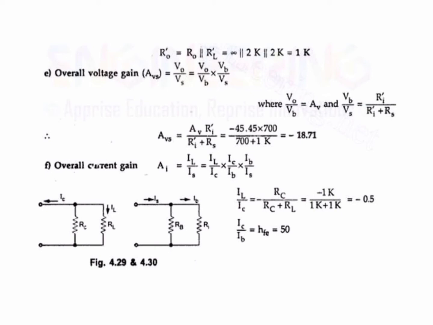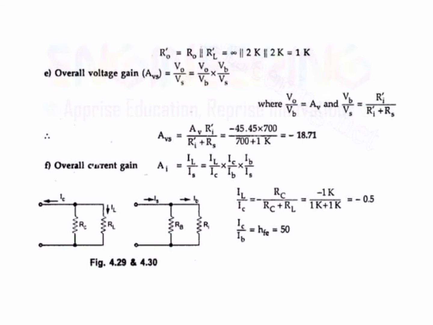Note my point, voltage gain or current gain is nothing but simply output voltage by input voltage or output current by input current respectively. If we are using the term overall voltage gain AVS or overall current gain AIS, it means we are going to calculate the voltage gain or current gain along with the source resistance. Okay, so only we are using the symbol AVS. AVS stands for voltage gain along with the source resistance. Similarly, AIS means current gain along with the source resistance.